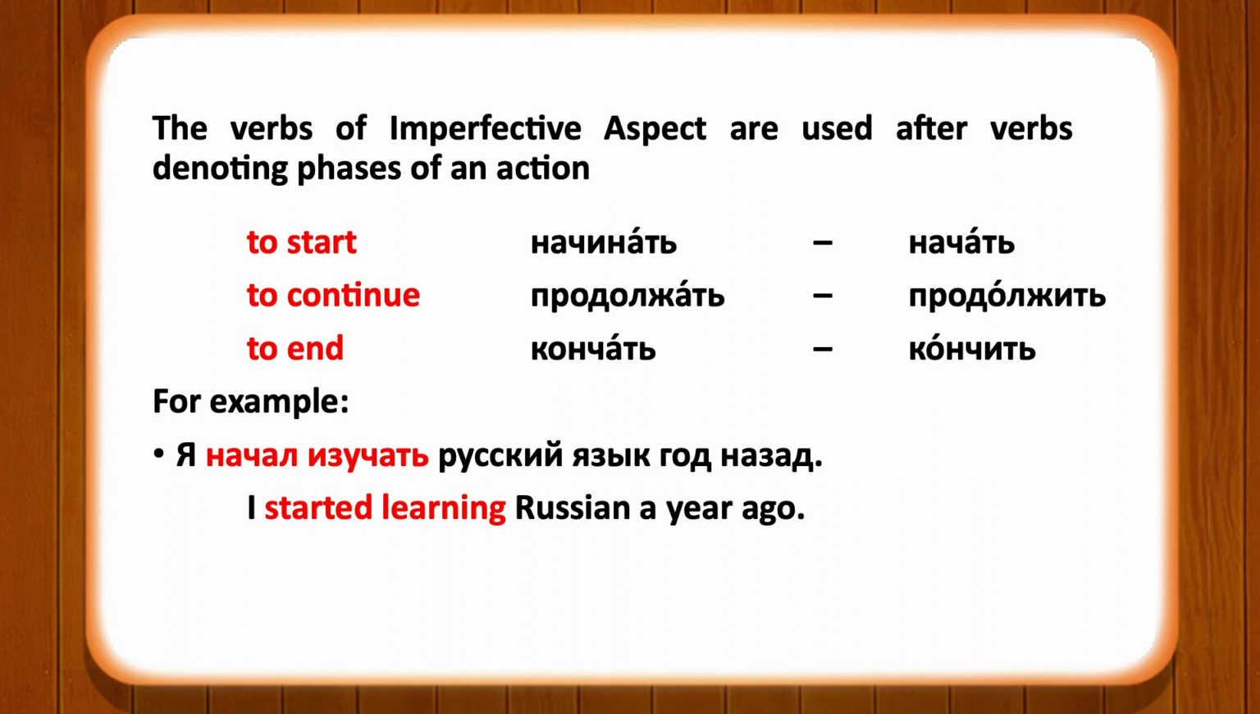For example, я начал изучать русский язык год назад. Начал изучать. Изучать is an imperfective verb. Because we are using the verb which indicates to start, you will always be combining it with a second verb which will belong to the imperfective aspect. So, я начал изучать русский язык год назад means I started learning Russian a year ago.